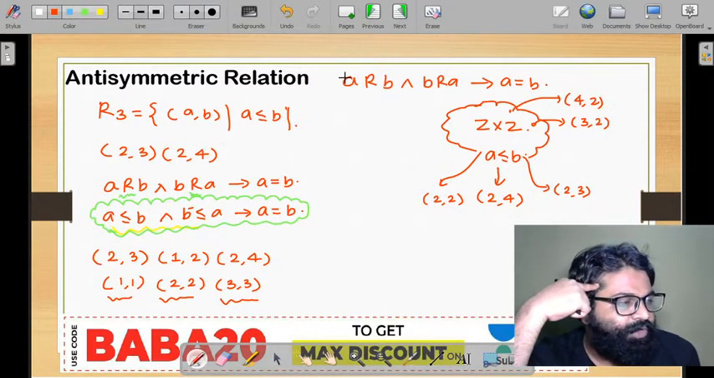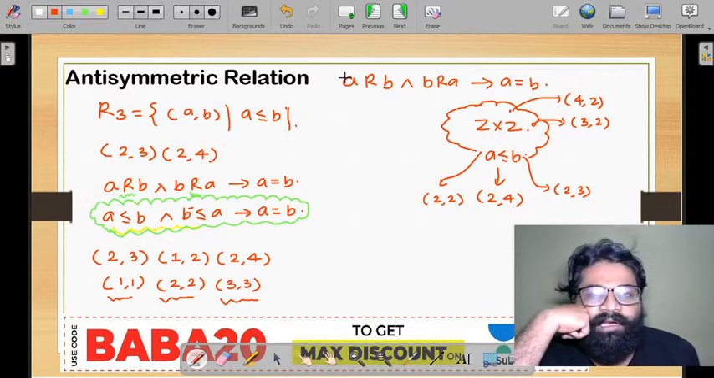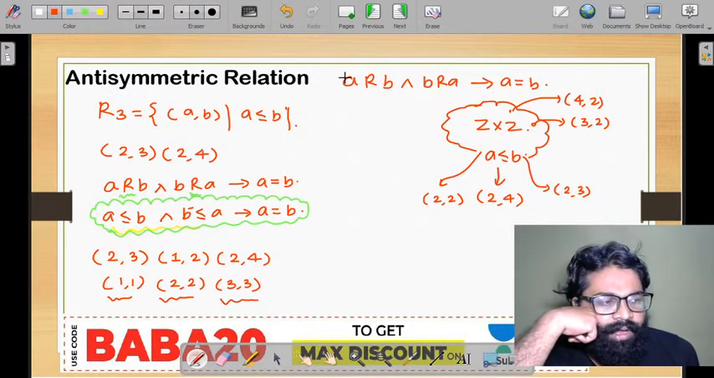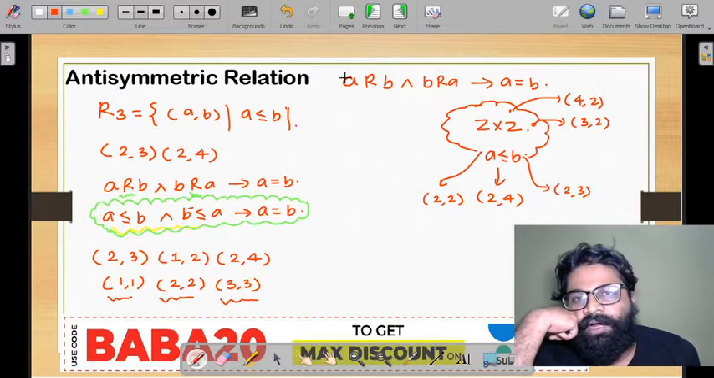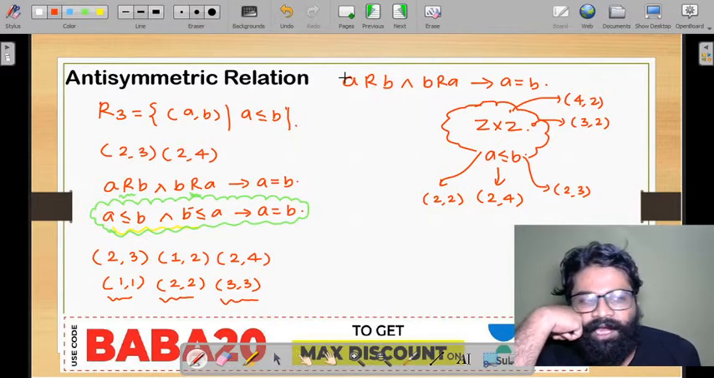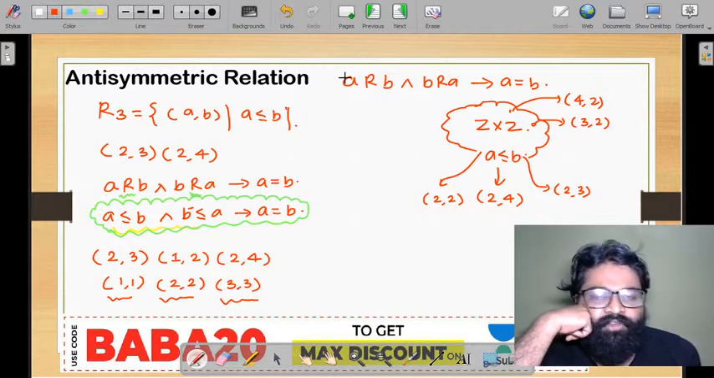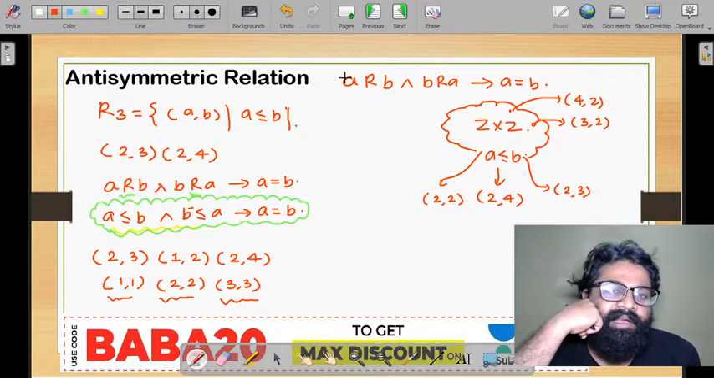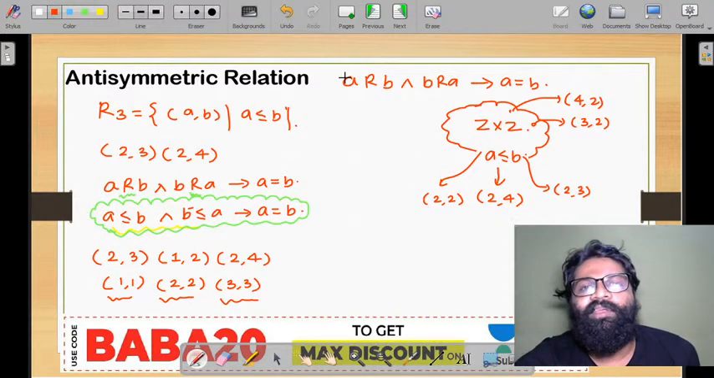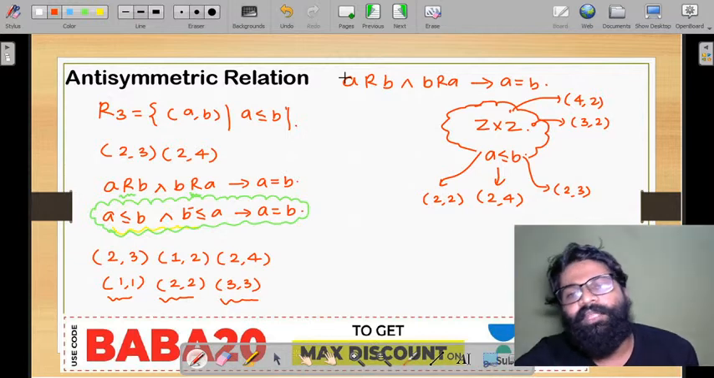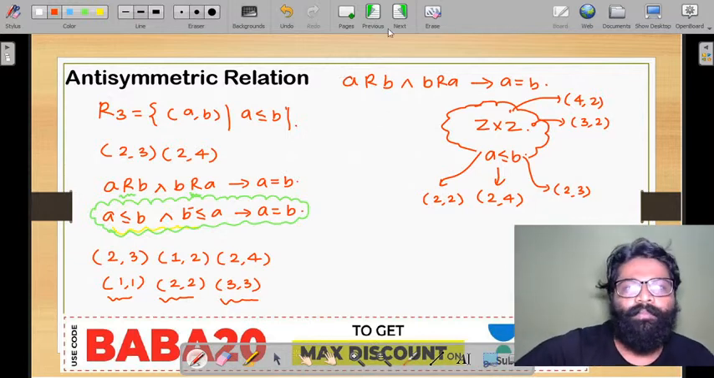That is related to the anti-symmetric relation. That is the one thing that you have to understand basically. Yes, Srinjoy, you are right. Now you got it. So basically in anti-symmetric relations, if A is related to B and B is related to A, then it implies A equals B.